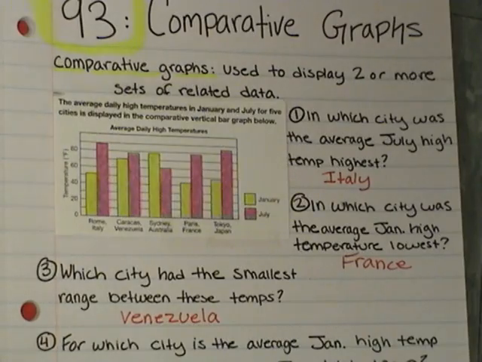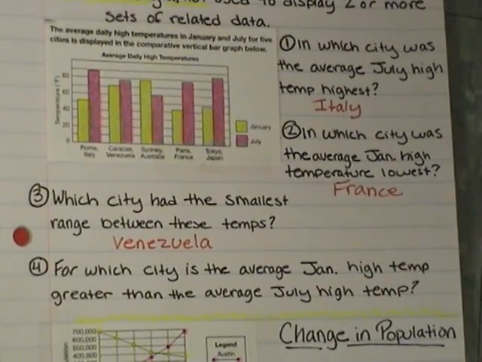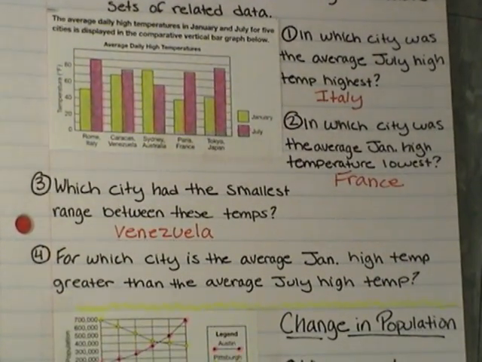All right. And number 4, the last question for this graph. For which city is the average January high temperature greater than the average July temperature? Okay, so we're looking for a city that has the yellow bar that is much taller than the pink bar. So a big gap is what we're looking for. Let's see.